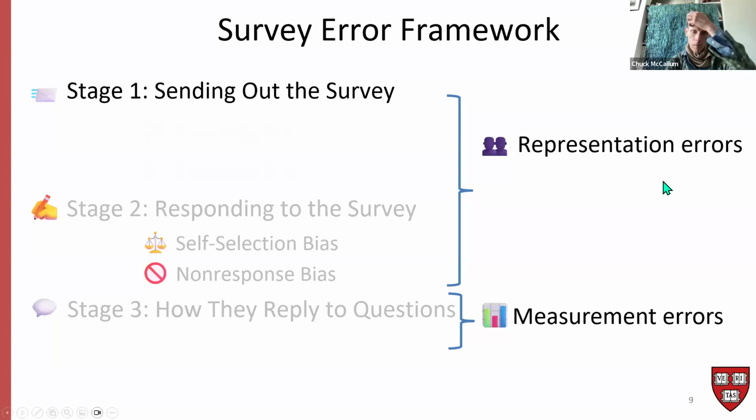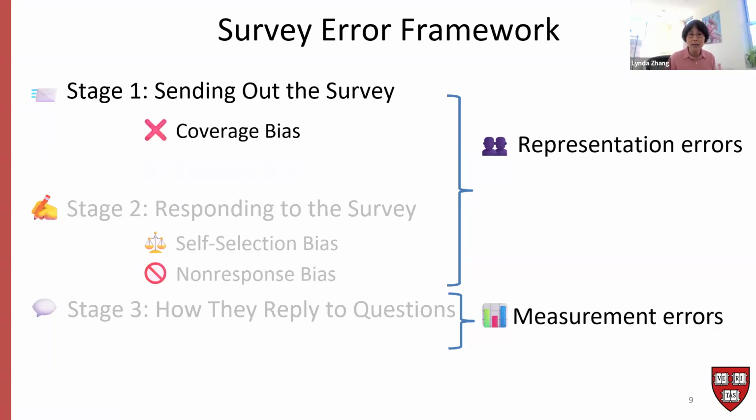Now let's look at the major errors in the first stage, which is when you decide who gets your survey. There are two key biases, coverage bias and sampling bias. Coverage bias happens if your list, which is your sampling frame, your email list, misses part of your target population.